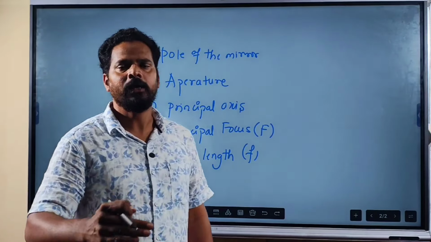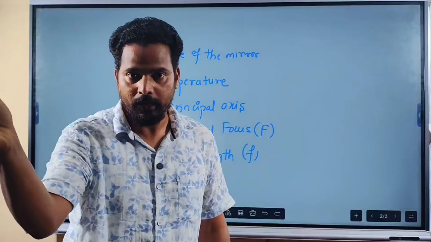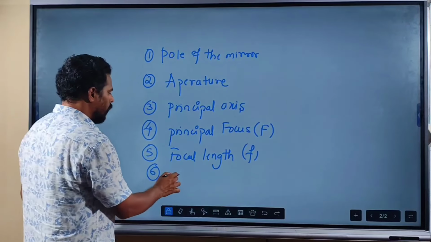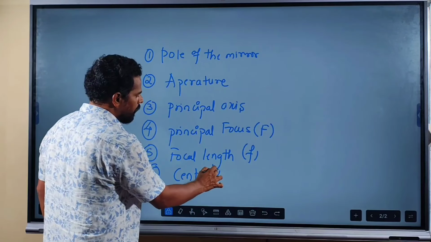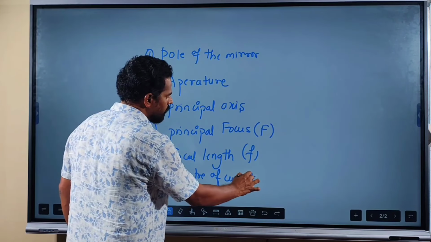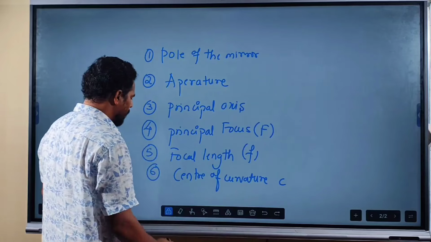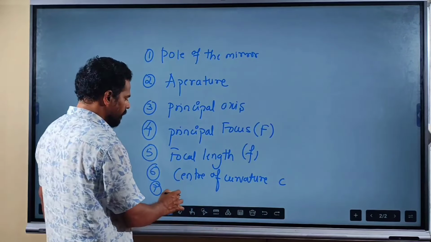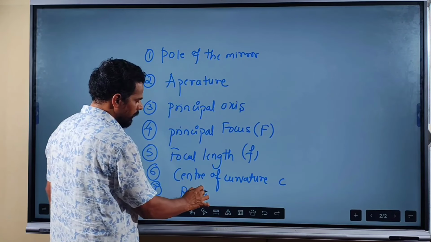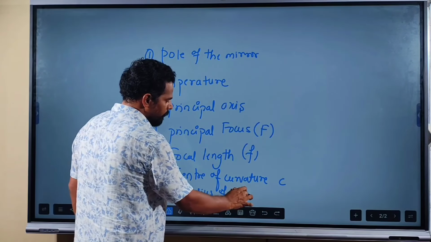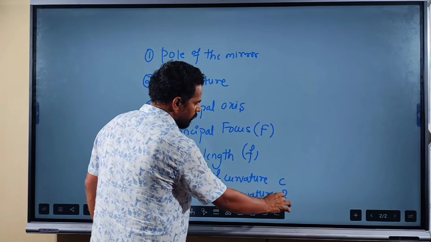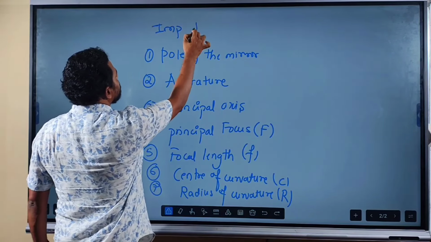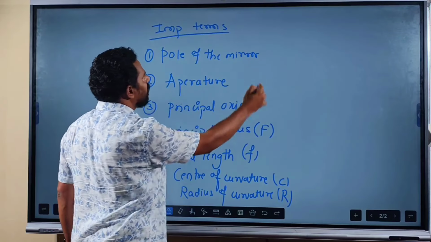Two more. The imaginary line drawn from the spherical mirror to form the sphere: that sphere has a center called the center of curvature, denoted by C. And the last one is the radius. The sphere has a radius, called the radius of curvature, denoted by R. So these are the important terms related to spherical mirrors.